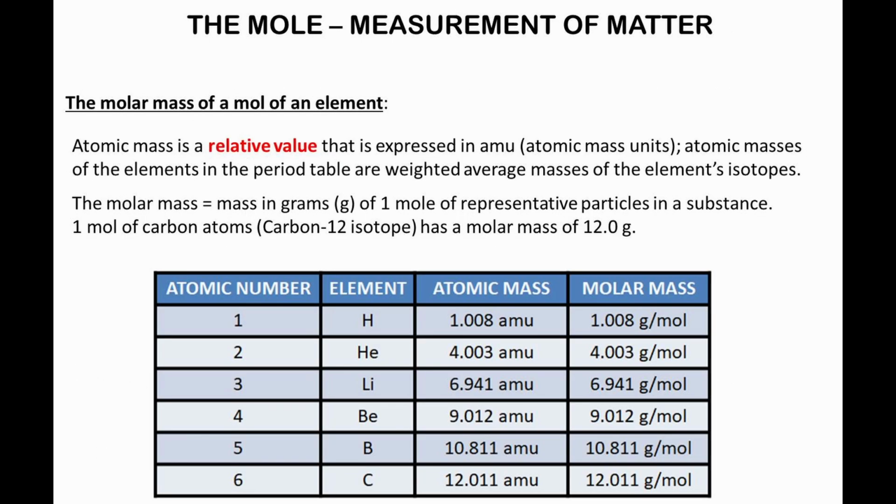Atomic mass is a relative value that is expressed in AMU, atomic mass units. Atomic masses of the elements in the periodic table are weighted average masses of the elements' isotopes. The molar mass is defined as the mass in grams of 1 mole of representative particles in a substance. By definition, 1 mole of carbon atoms, carbon-12 isotope, has a molar mass of 12.0 grams. The table below shows the first 6 elements of the periodic table. It can be noticed that the value of the molar mass of the elements is equal to its atomic mass value.